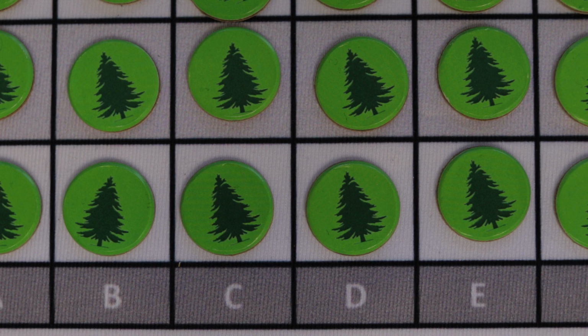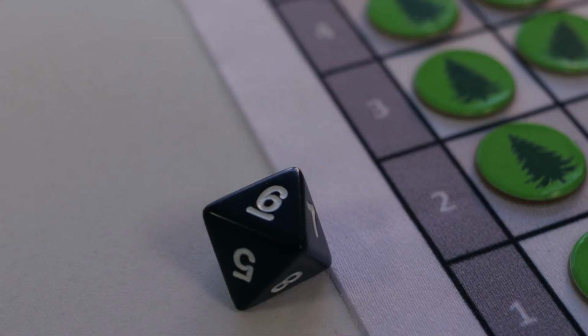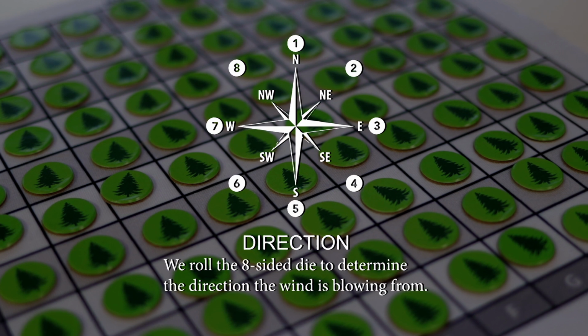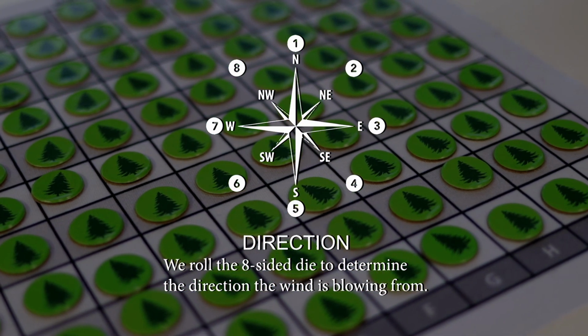To find out which direction the wind is coming from, you roll the 8-sided die. We rolled a 6. Use this compass that can be found on page 80 in the curriculum to determine which direction the wind is coming from. Rolling a 6 means the wind is coming from the southwest.